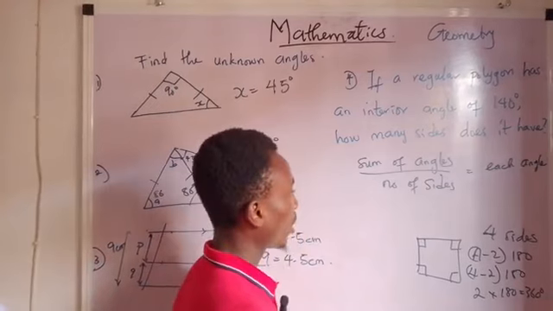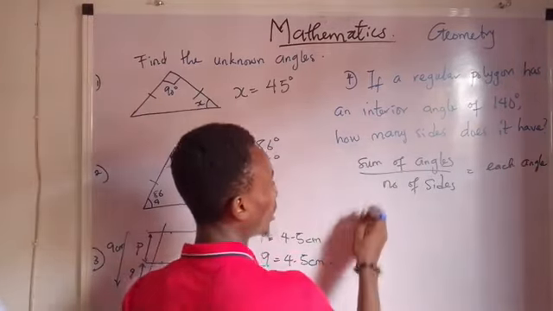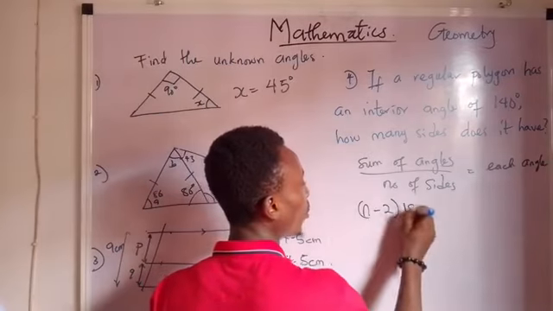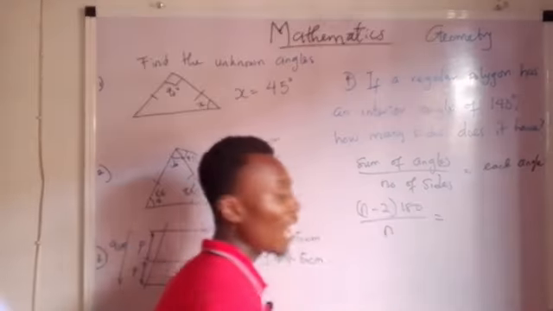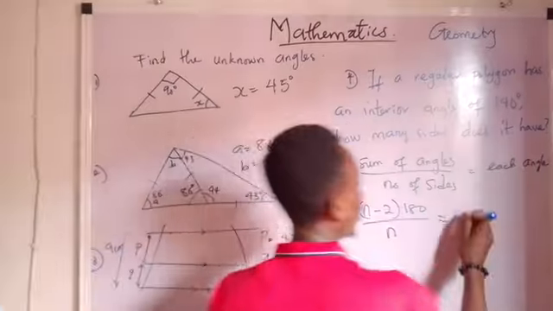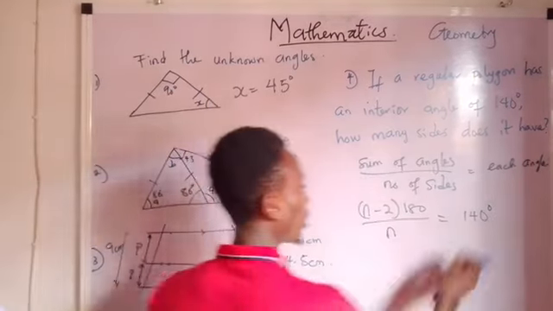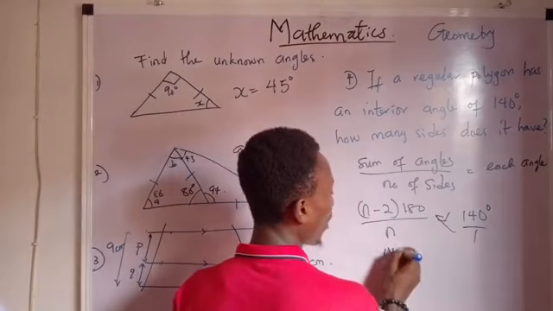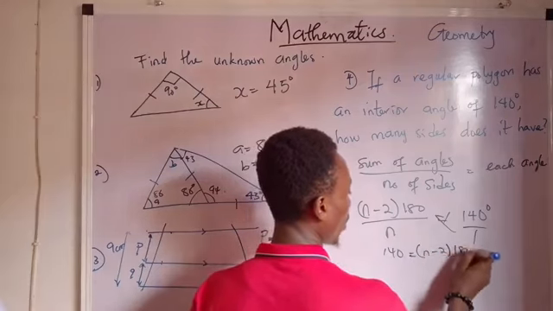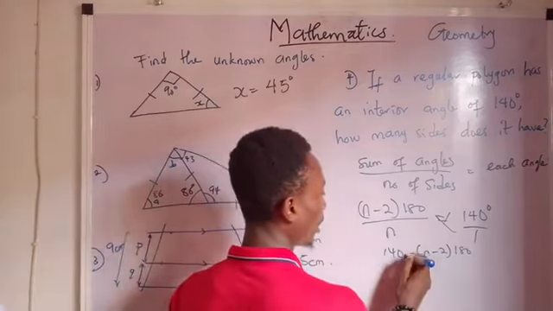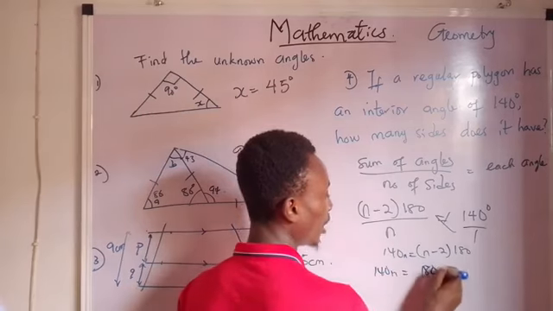So if you apply this method to this, what do we have? Sum of angles is what? N minus 2 times what? 180 divided by number of sides, which we do not know, which is N. We have the value for what? Each angle to be what? 140. Are you following me now? Okay. So we just cross multiply. 140 is equal to what? N minus 2 times what? 180. 140n, sorry now. Expand this, you have 140n is equals to 180n minus 360.